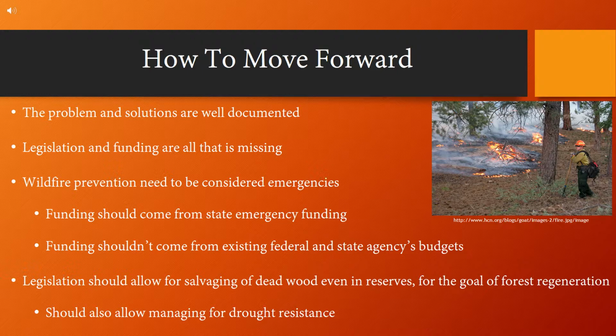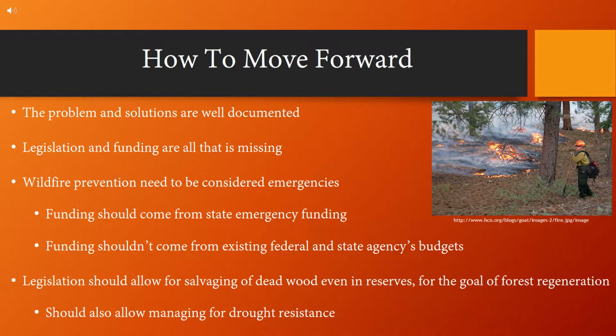When looking at how to move forward, the facts are clear. The problem and solutions are well documented. Legislation and funding are all that is missing. Wildfire prevention needs to be considered for emergency funding because a proactive approach is better than a reactive one. Money should come from the State of Emergency Fund. Existing federal and state agencies' budgets should not be used to treat these problems.